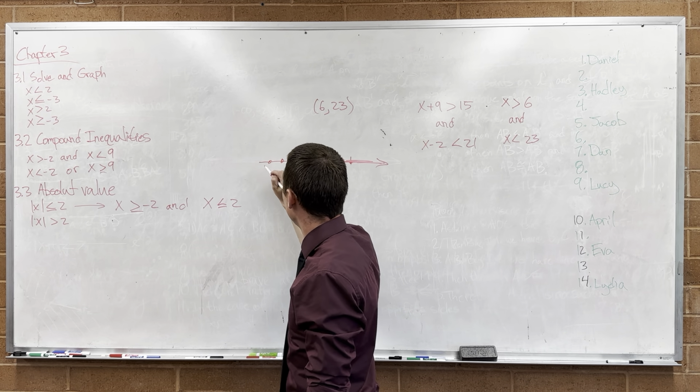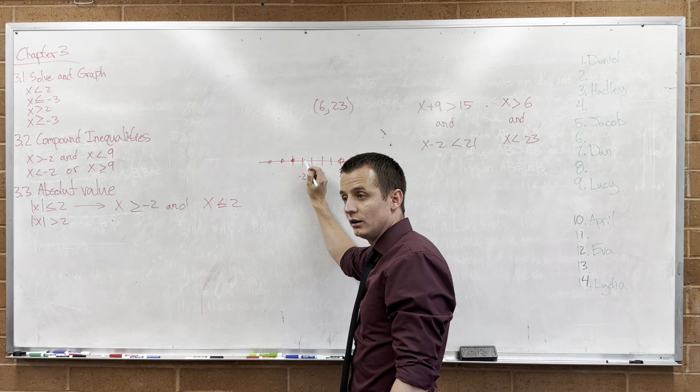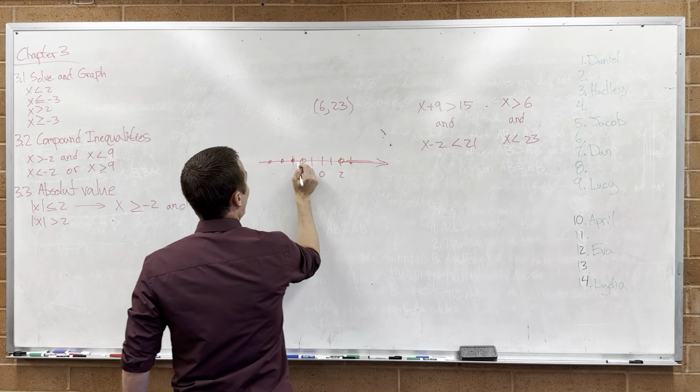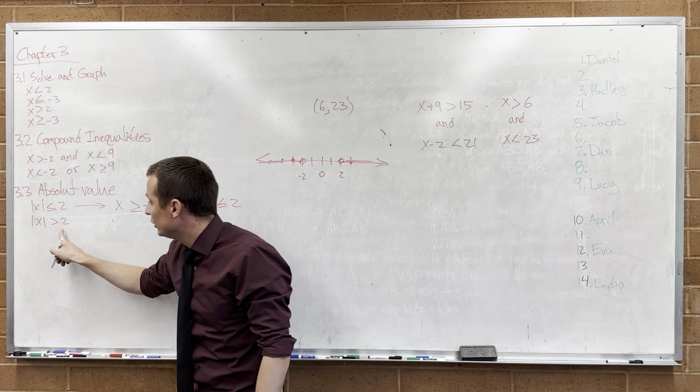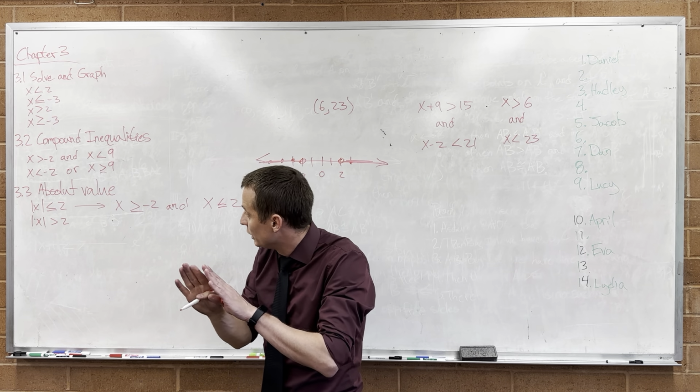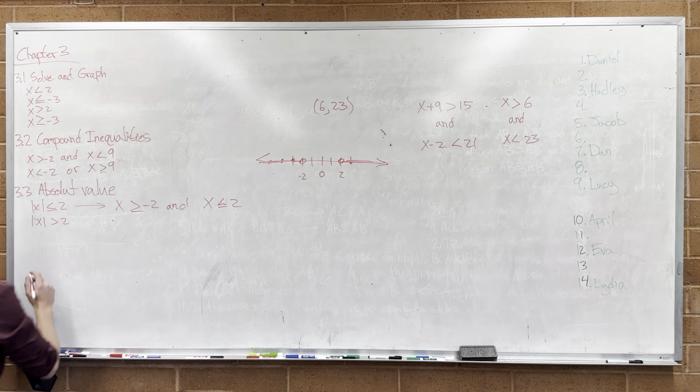Negative 4 works. Negative 5 works. Does negative 2 work? No. So not negative 2, but all the numbers less than negative 2 work. So when I say the absolute value of x is greater than 2, this is encoding ORing together two inequalities.